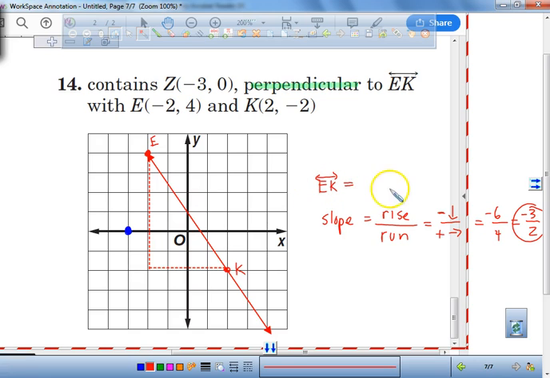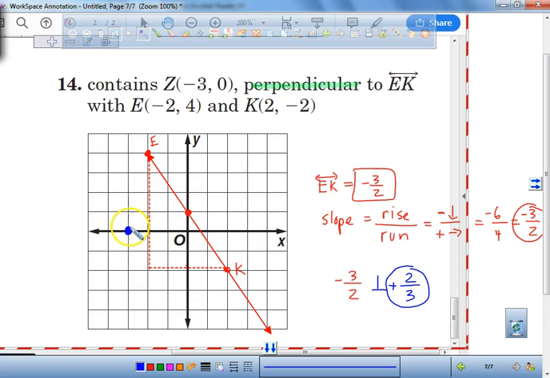So here's what I want you to do. Put the slope of EK is negative 3 over 2. That's your slope. Let's check it. Down 3, over 2. It works. So negative 3 over 2 is perpendicular to what new slope? That's right, positive 2 over 3. So our new perpendicular slope is positive 2 over 3.